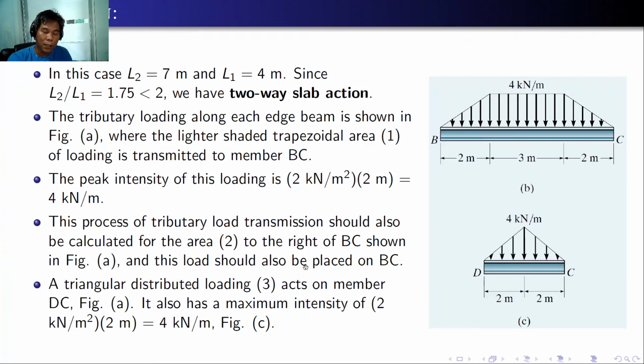The process of the tributary load transmission should also be calculated for area 2 to the right of BC, and this should also be placed on BC. Okay, and also a triangular distributed loading on the area 3, which acts on member DC. It also has a maximum intensity of 2 kilonewton per square meter times the height of the tributary area, 2 meters. So this will give us a loading of 4 kilonewton per meter, which is a triangular loading for the beam.